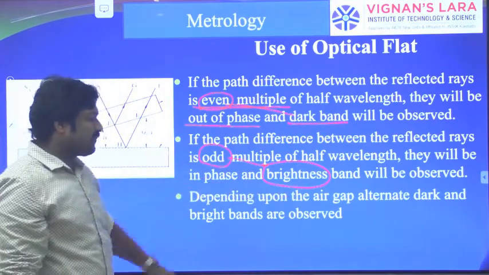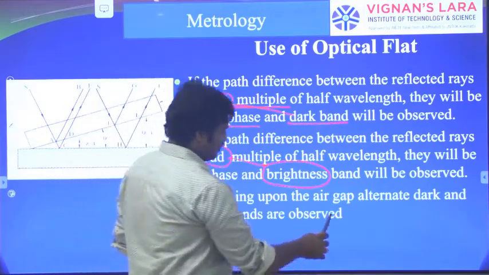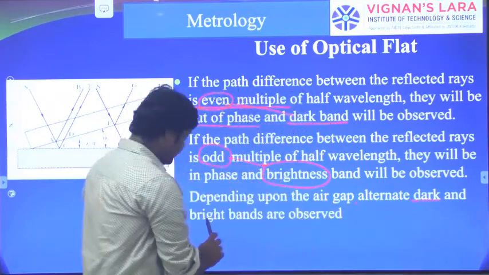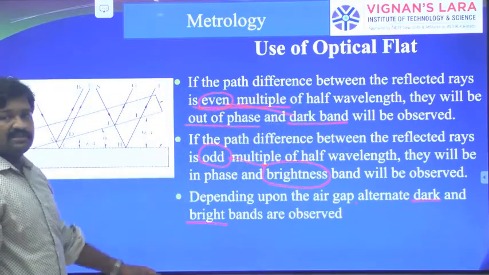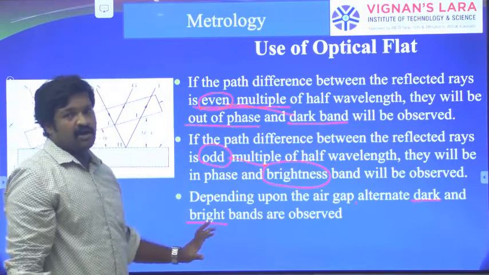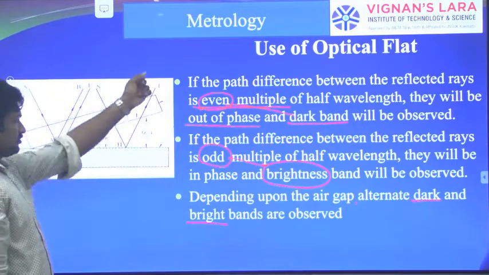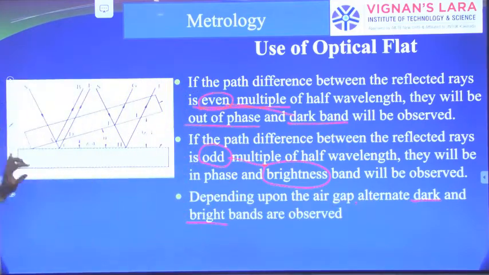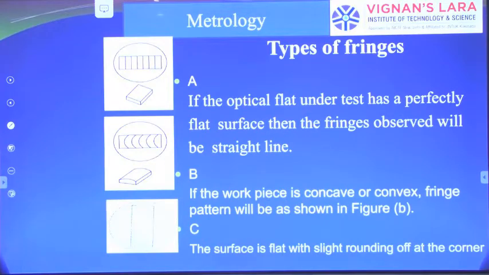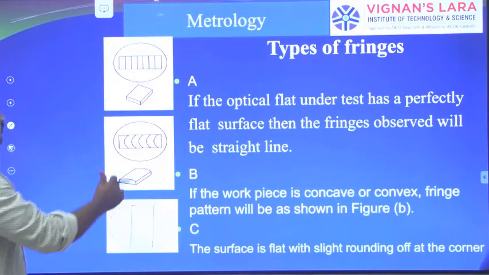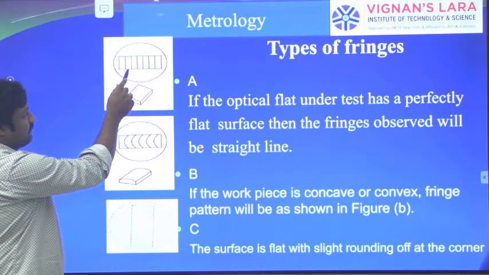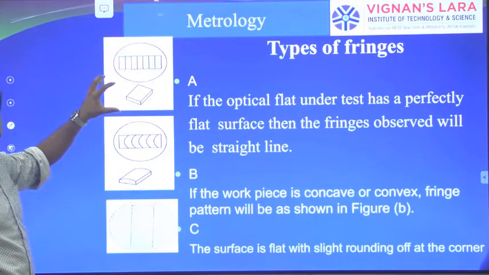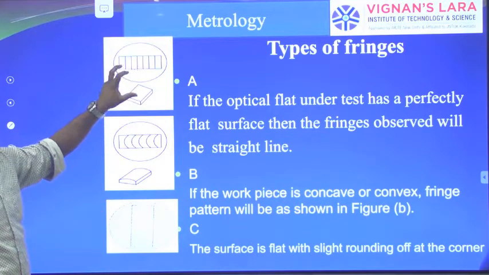So depending upon the air gap, alternate dark and bright bands are observed. These alternate bright and dark bands are called fringes. Here you can observe alternate dark, bright, dark, bright, dark, bright, dark, bright bands. These alternate bands are called fringes.